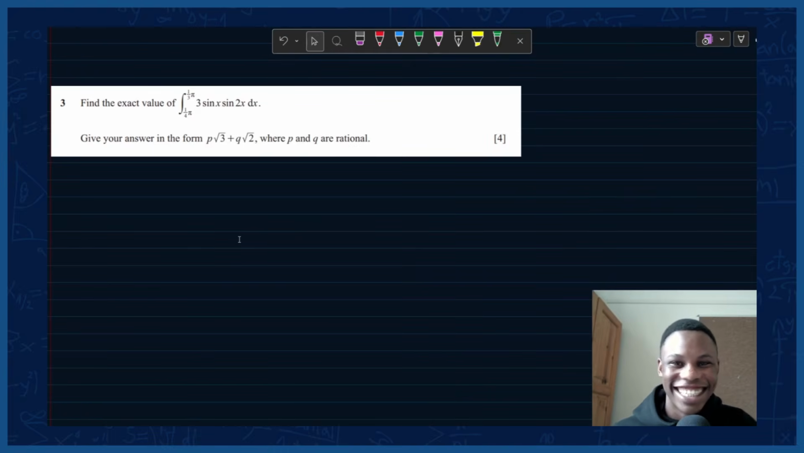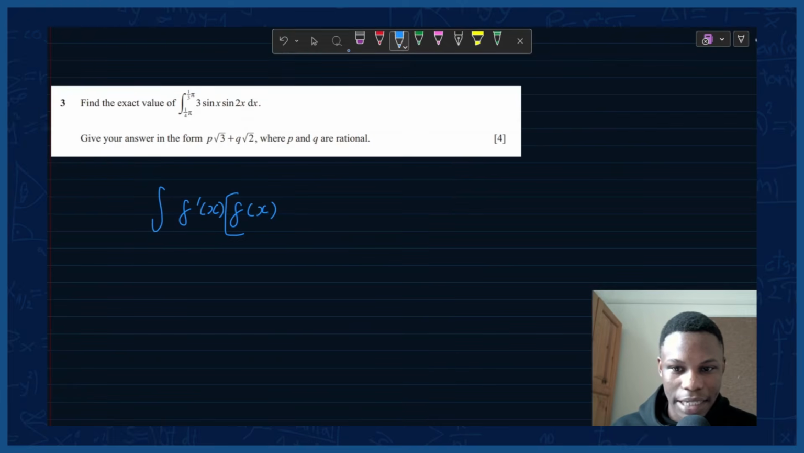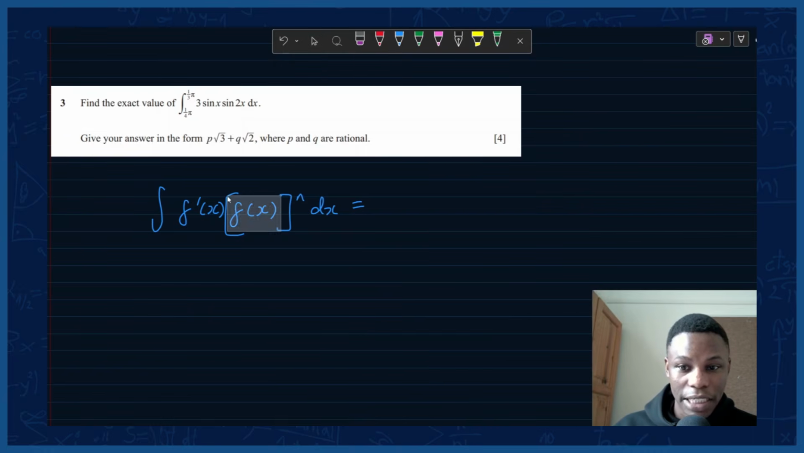Question number 3. This is where the fun starts. Find the exact value of... In fact, before we even get into this question, there's something that I need to explain, because if you understand this idea of integration, it's going to be a recurring theme in this paper, and it's very crucial. It is the idea that the integral of f prime of x times f of x raised to the power of n with respect to x. So if you have some function of x raised to the power of n multiplied by its derivative, so the derivative of whatever is inside the bracket, then the integration of this is simply f of x.